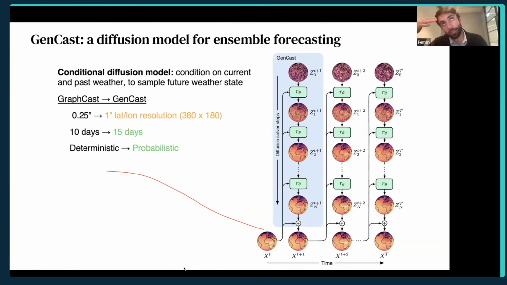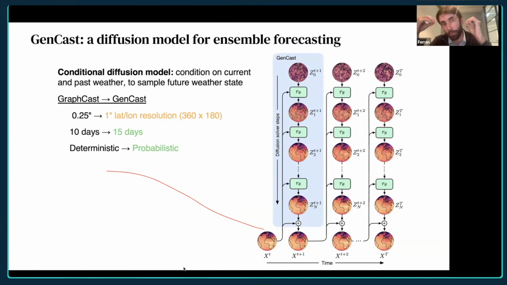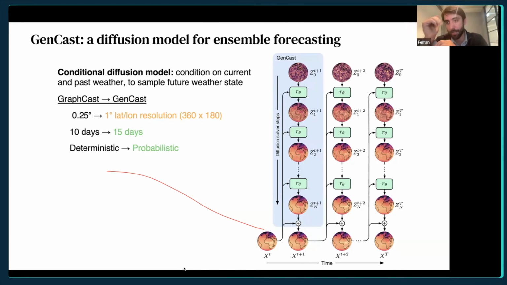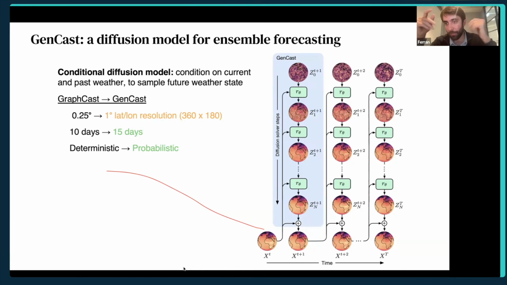The idea is that we do not output probability distributions. What we output are samples from the probability distribution. In the same way that when you ask Imagen or DALL-E for an image, it only gives you one image.